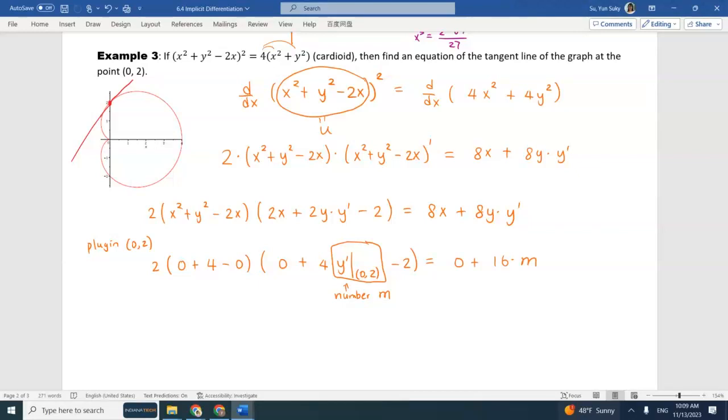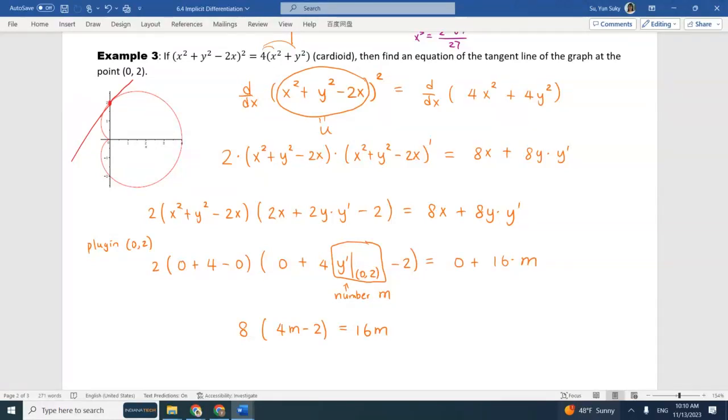Oh, let's see. We plug in, so we calculate it. So it's 2 times 4, so it's 8. And then here is 4m minus 2 equals 16m. You see, this is much easier than distributing and moving the terms around and stuff and y. This is much easier to compute. Is that okay, everybody? We plug in x is 0 and y is 2.